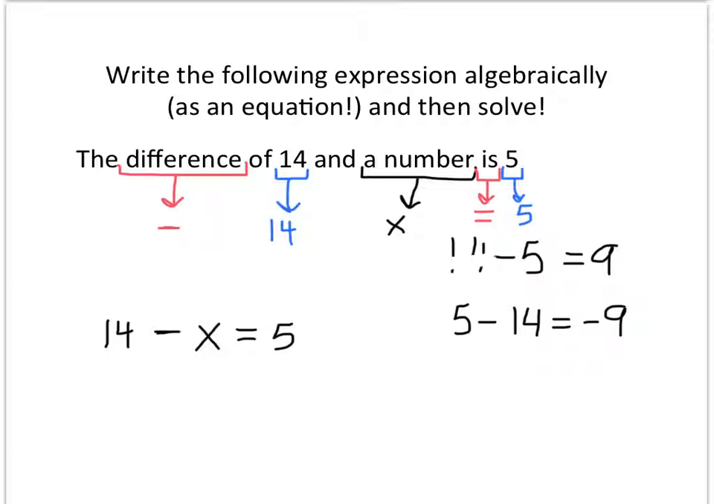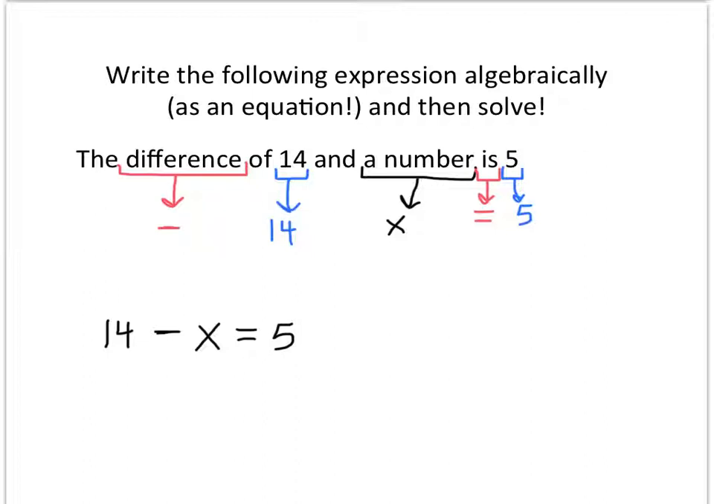Good. So I'll get rid of my little demonstration numbers over here. And now we have our equation. And again, just to refresh, the difference, that's where our subtraction came from, of 14 and a number x. So notice how I put 14 first, x second, because the order matters, is, or in other words, is equal to the number 5. So now we can solve.